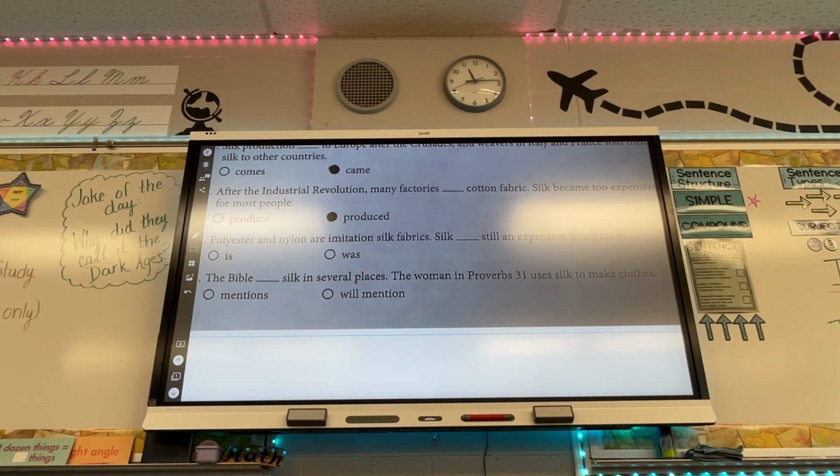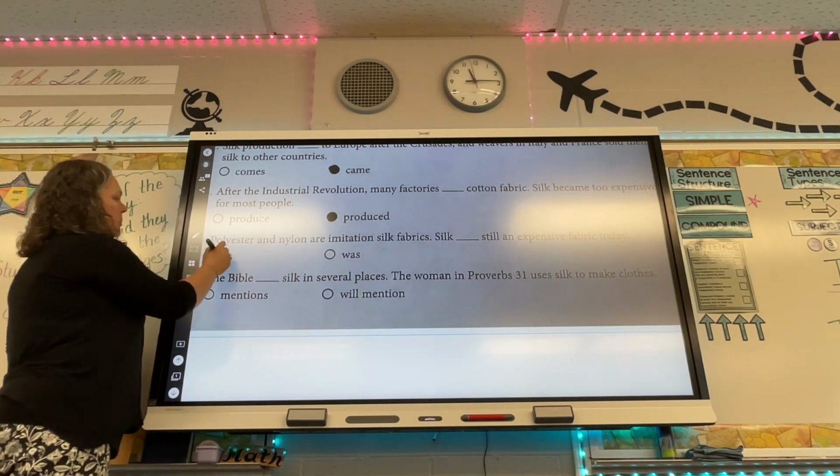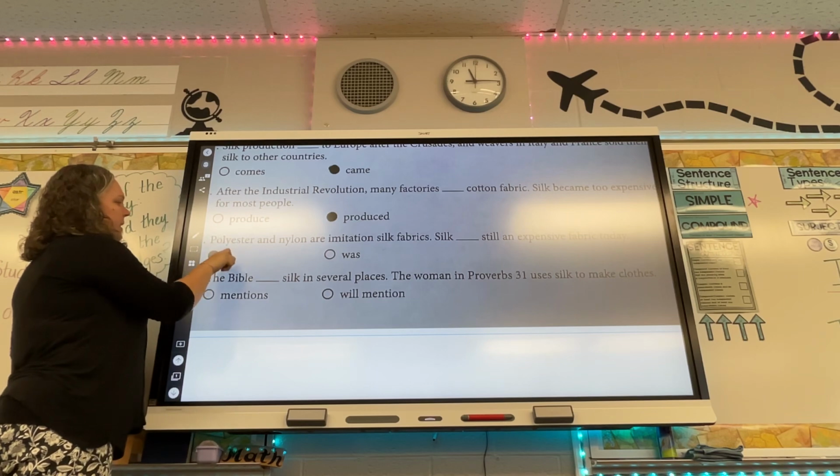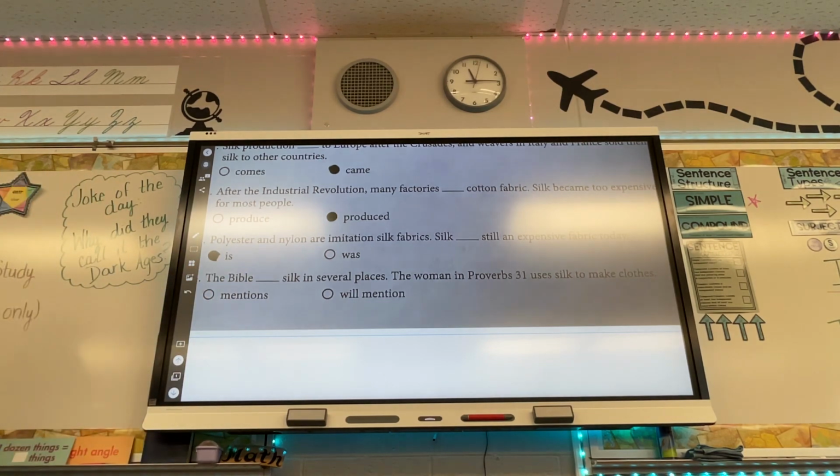Number 13. Polyester and nylon are imitation silk fabrics. Silk blank still an expensive fabric today. Connie? Is. Good. Today tells us that we present tense. Silk is still an expensive fabric today.